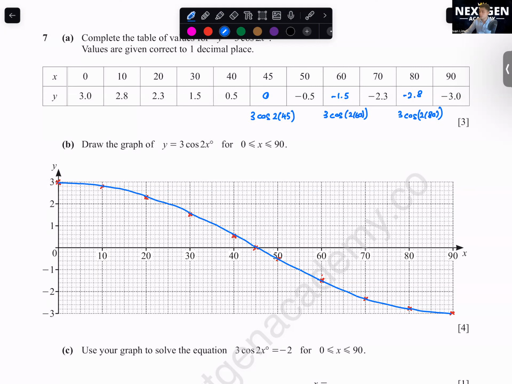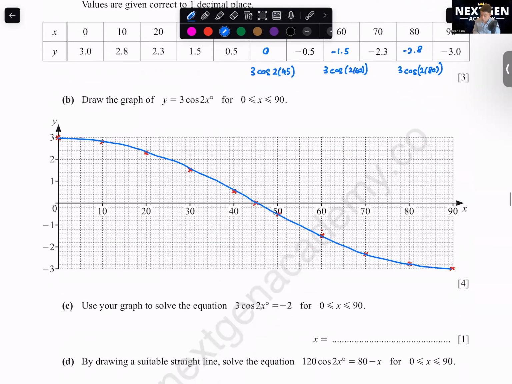Next one. Use your graph to solve 3 cos 2x equals negative 2. Remember, every time we do Paper 4, there will normally be one graph question. So how do we do this? 3 cos 2x is the graph that you just drew, which is this blue one, y equals 3 cos 2x. They want you to solve for when 3 cos 2x equals negative 2.